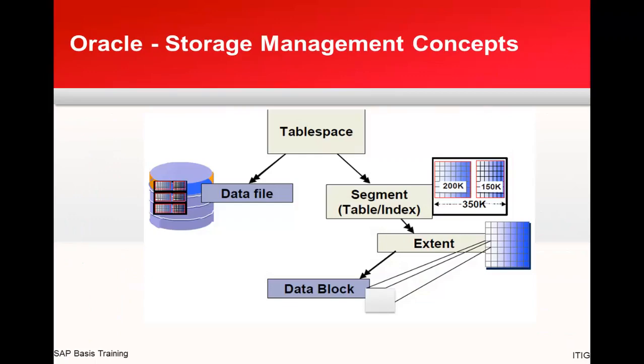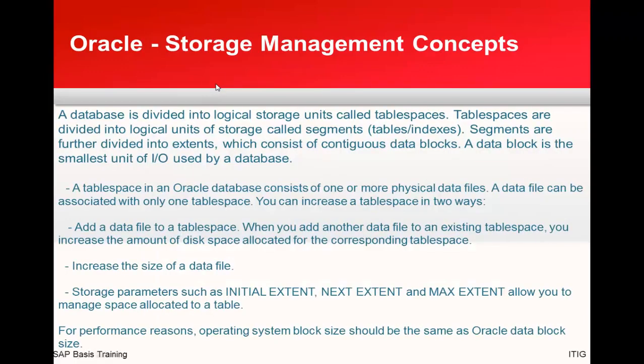Now let's get into the next thing, the storage management aspect. Basically the different things like the data files, the table spaces, the segments, the extents, the data blocks, and how they are interrelated. That's what we will be covering in this section. Here you can see the key components: the data files, the table spaces, and the segments. A database is divided into logical storage units called table spaces, and table spaces are divided into logical units of storage called segments, that is tables and indexes.